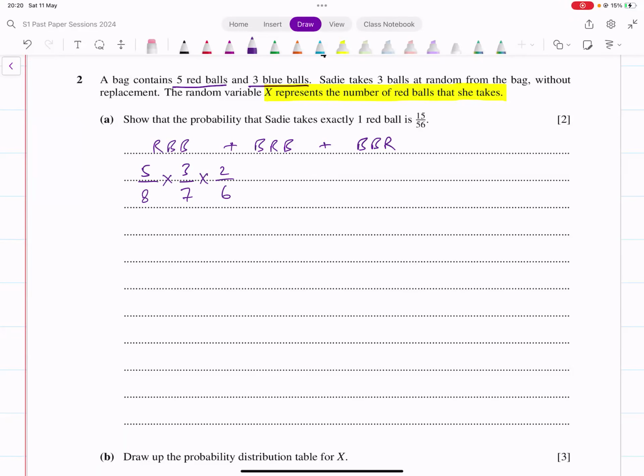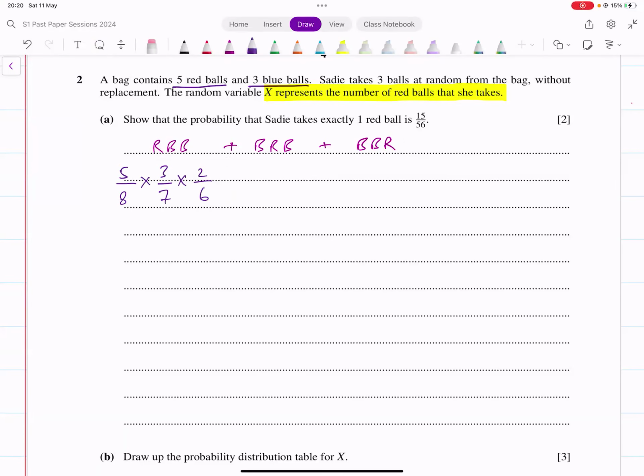Now, if you think about it, the numerator is always going to be 5 into 3 into 2 in each of these cases. You can write one more to confirm this. What is going to be the second case?